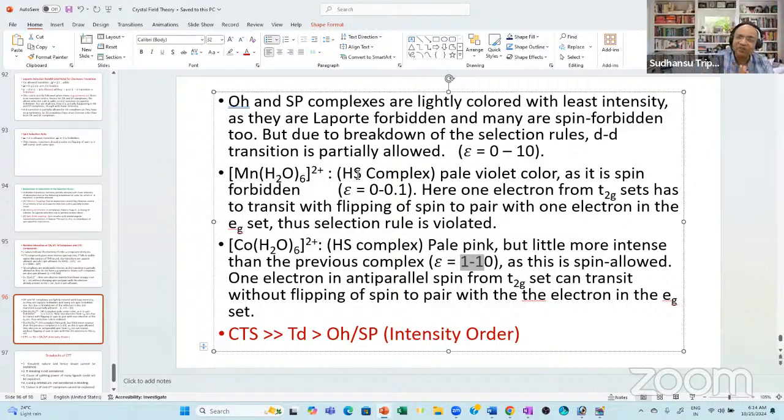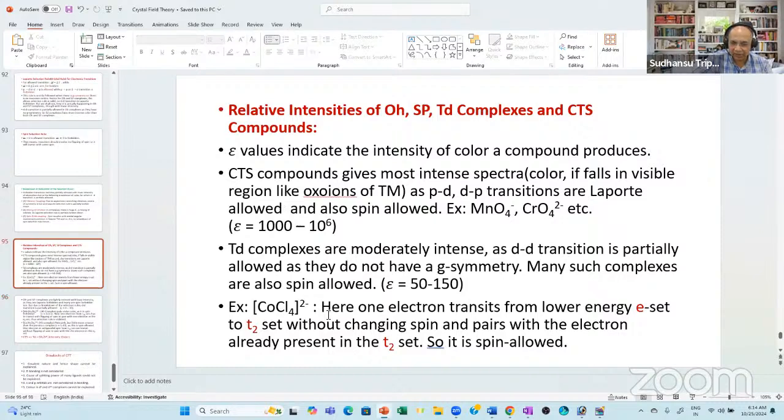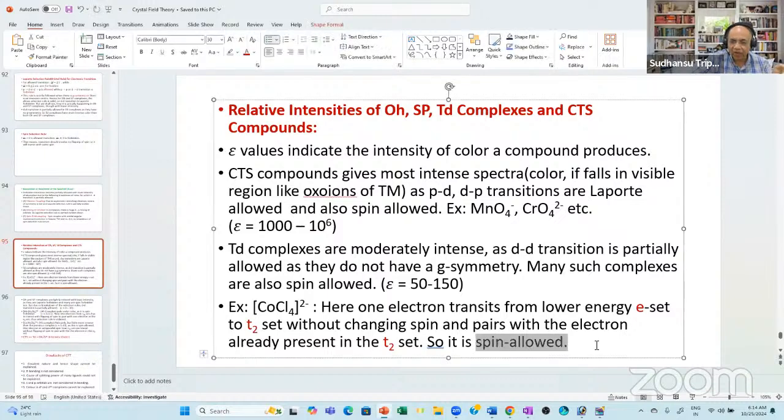Similarly, there is a breakdown of the selection rule to some extent, so that even spin forbiddenness can have a little bit of absorption, and hence some color will be found, although the intensity is very less. But tetrahedral complexes are a little greater because they are slightly Laporte allowed. Here I have written this is spin allowed and also slightly Laporte allowed, because there is no strict Z symmetry.